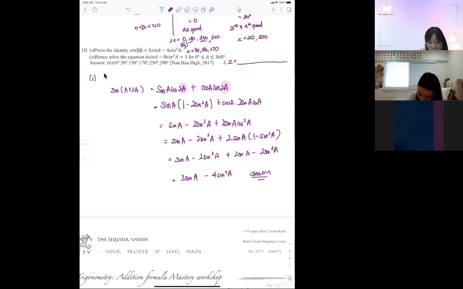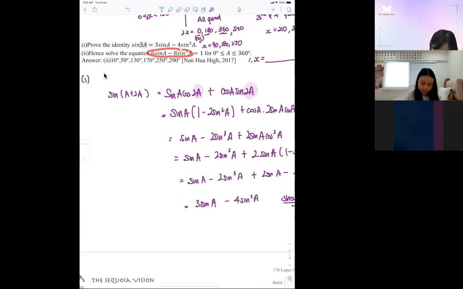Okay, now next part. Hence means this has got to do with the one on top. Brian, can you see the similarity between this one and this one? Times 2, right? You times 2 on the left side, you times 2 on the right side as well, right? So this whole thing I change to 2 sine 3A. So 2 sine 3A equals to 1.